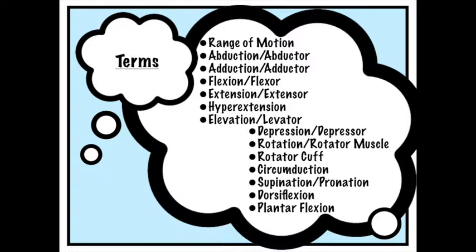Supination is the act of rotating the arm or the leg so that the palm of the hand or sole of the foot is turned forward or upward. Pronation is the act of rotating the arm or the leg so that the palm of the hand or sole of the foot is turned downward or backward.